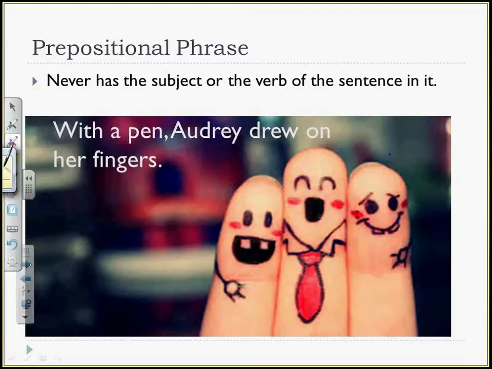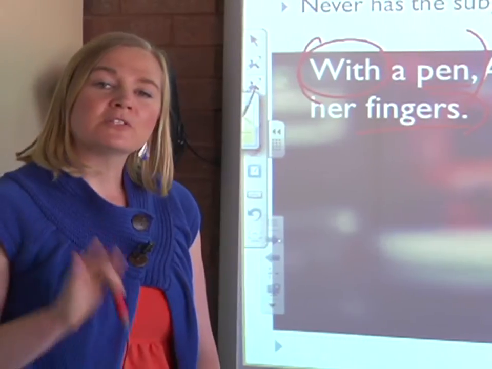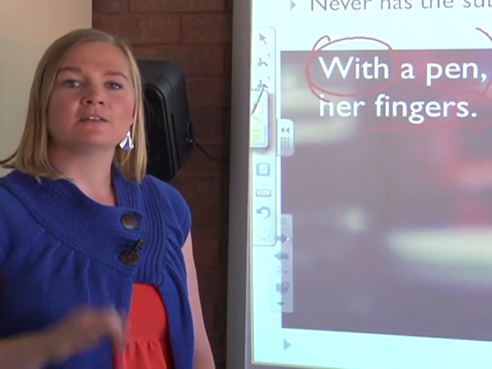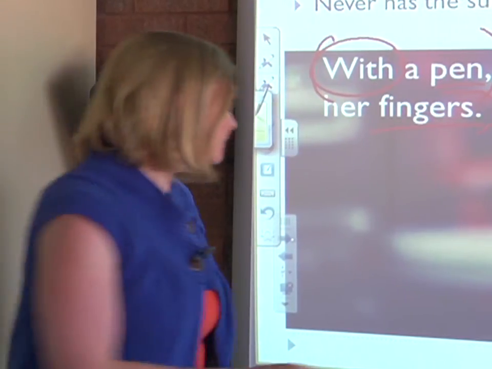So if we look at this sentence, with a pen, that's your prepositional phrase because it starts with a preposition and it ends with a noun. Audrey drew on her fingers. It starts with a preposition and it ends with a noun. Your subject of this sentence is Audrey, and the verb of this sentence is drew. Your prepositional phrases will never contain the subject or the verb of the sentence.